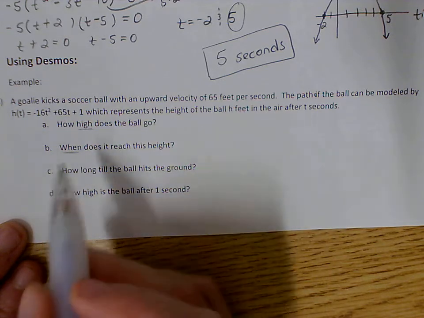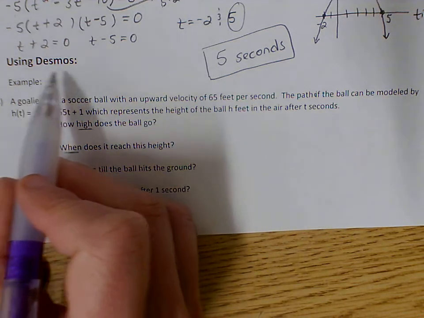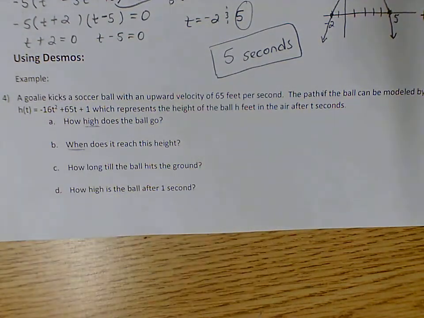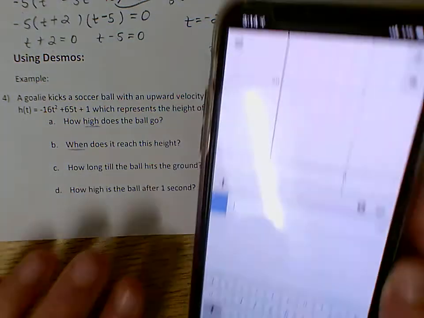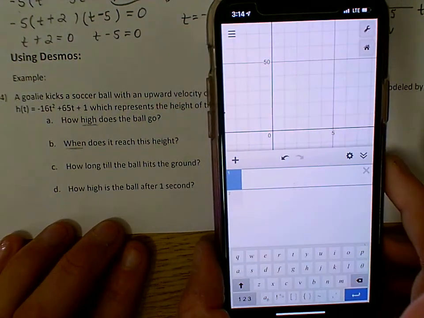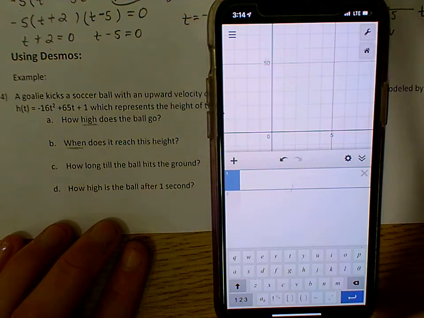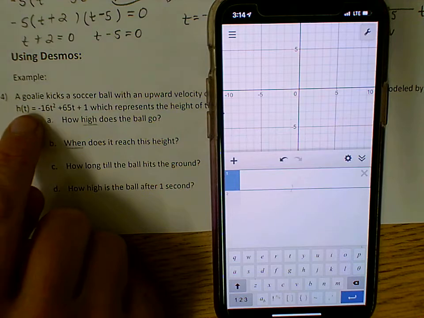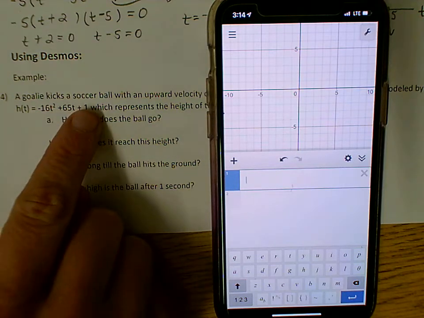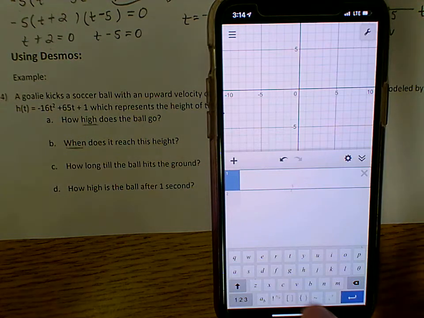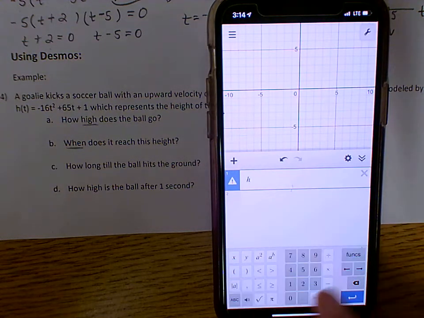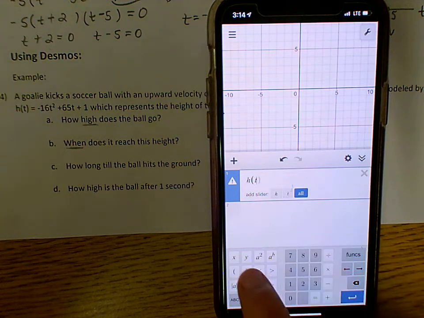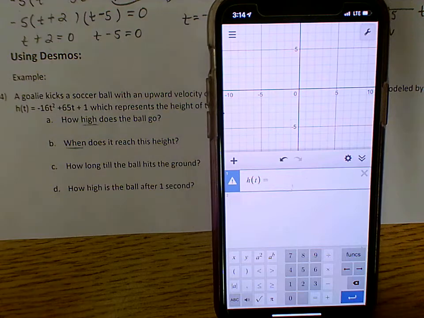Whenever you're given a problem and Desmos is available, I would go ahead and type that in Desmos. That's the first thing we're going to do. You pull up the Desmos app, and then you type that in. You could type it in how it looks with the h of t and everything, or you could just type in that equation. It'll work the same. To type it in, you hit h parentheses t, then hit equals, and then you type in your equation.